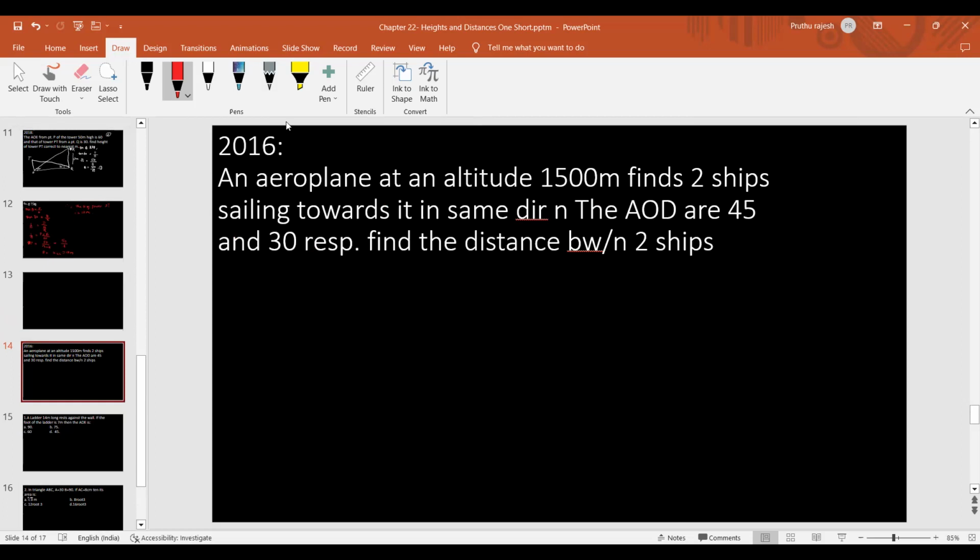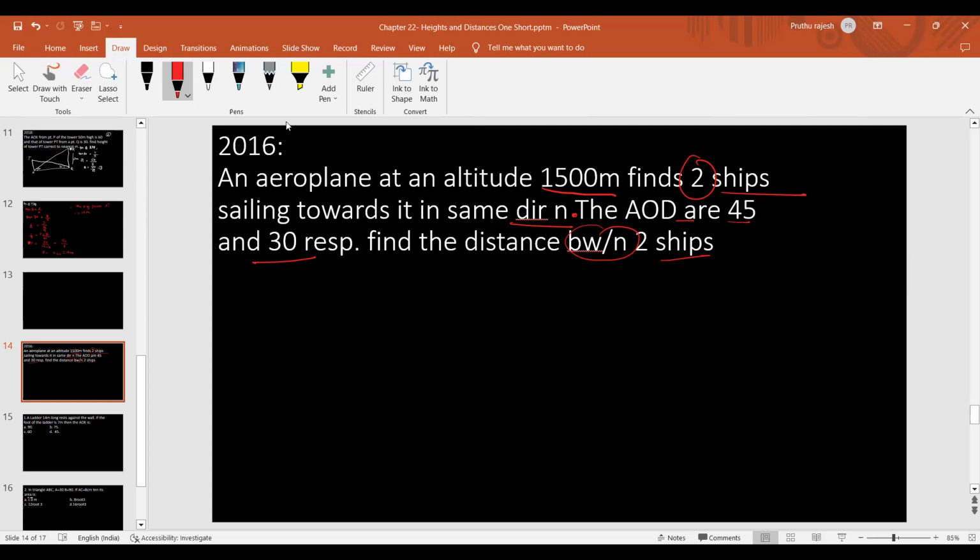So, an aeroplane at an altitude of 1,500 meters finds two ships sailing towards it in the same direction. The angles of depression are 45 and 30 respectively. Find the distance between the two ships. So he has told that there is an aeroplane which is flying at an altitude of 1,500 meters, and it sees two ships sailing towards it.